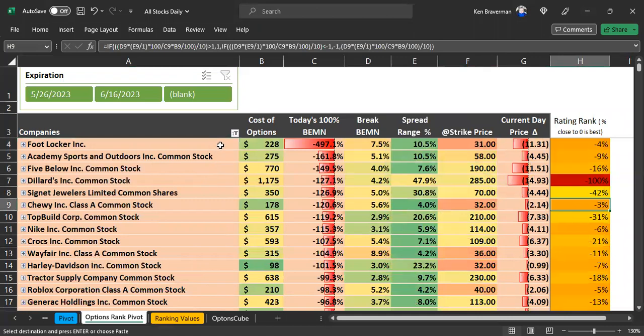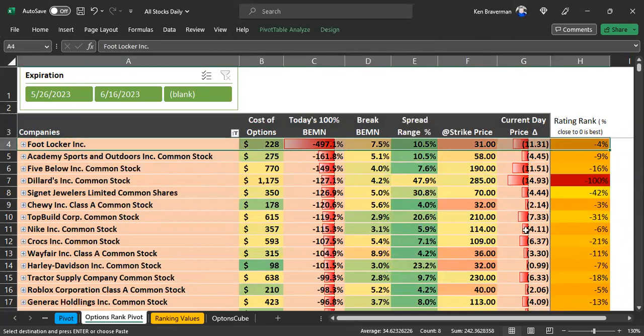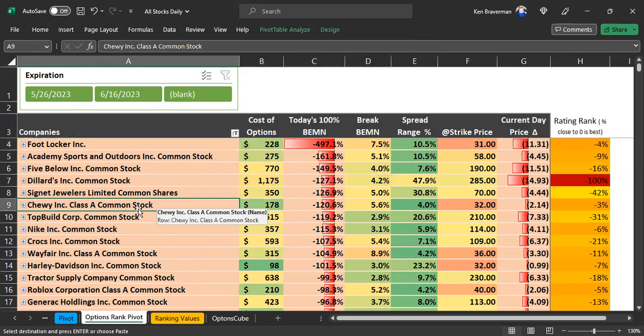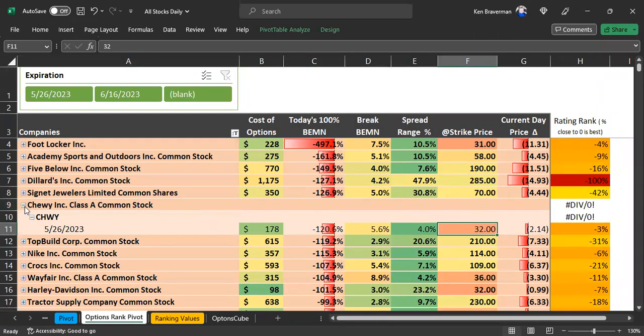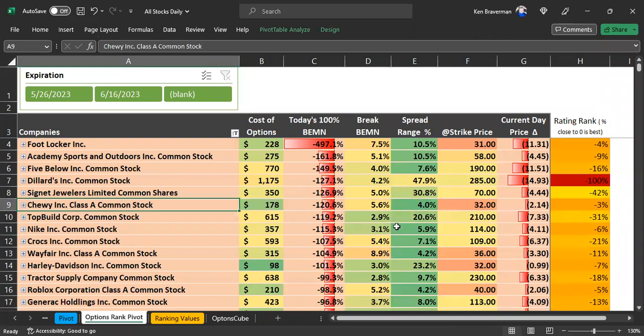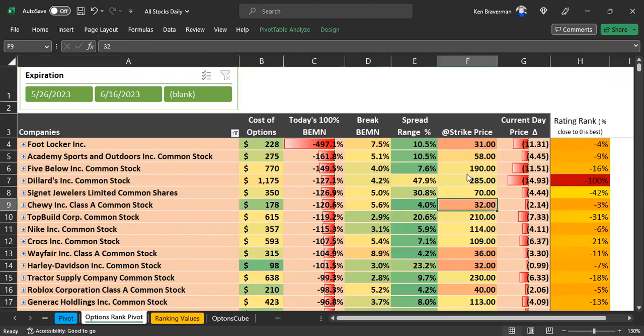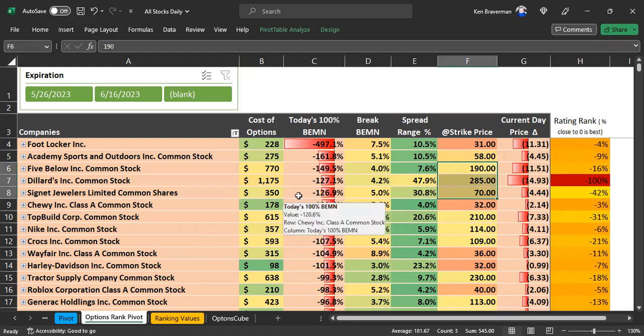I know that Foot Locker number is there, but I don't think they're as good as that says. This Chevy, what is this? Chewy, sorry. Chewy. They're only a $32 share price. I want to remove companies below a certain share price. Man, do I ever. Because you want to be purchasing options on companies that have high share prices because there's more potential for movement.